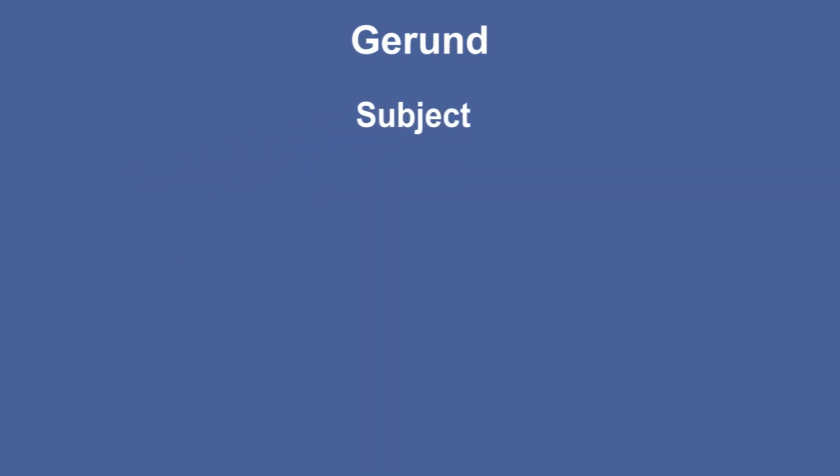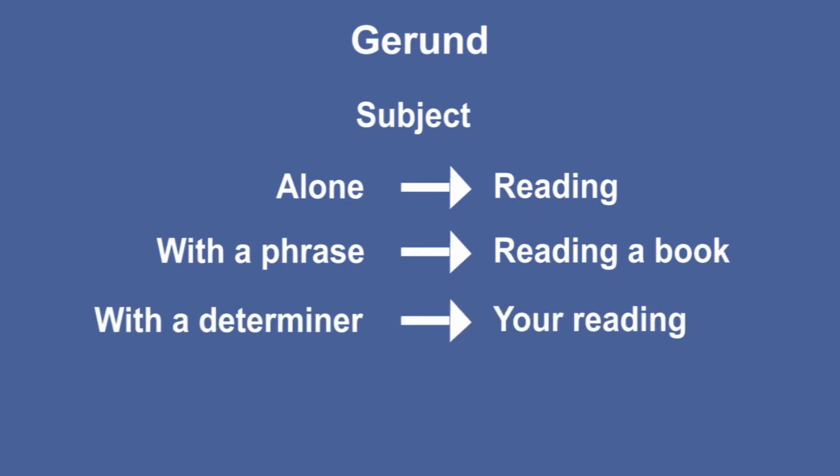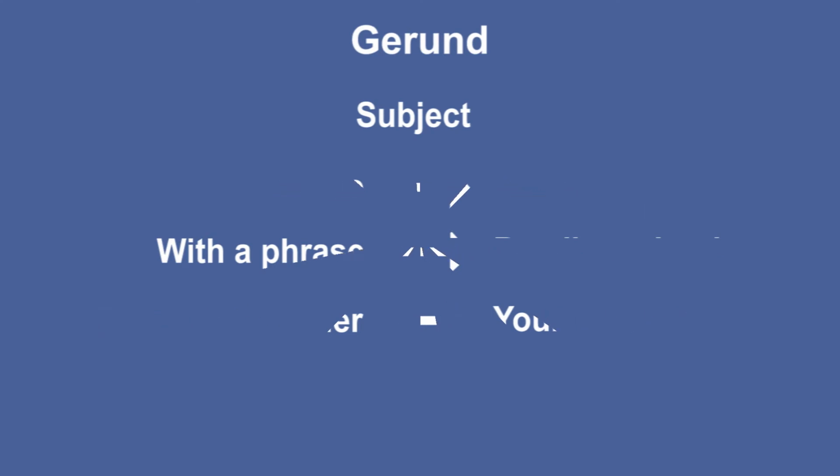A gerund can be used as the subject in a sentence. In this case, you can use it alone, reading, or with a phrase, reading a book, or you can even precede it with a determiner, your reading. Let's see some examples.